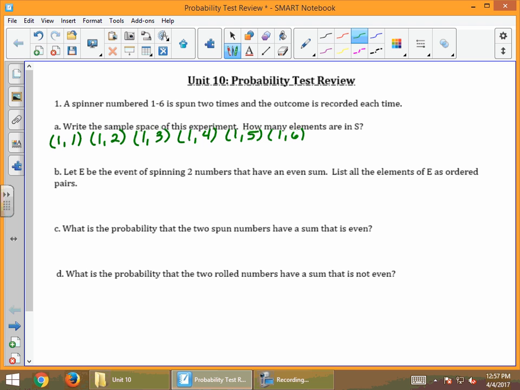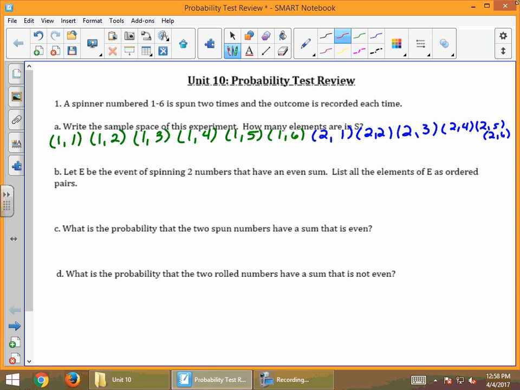Now you're going to see what happens when you get a 2 on the first spin. You can get a 2 and then a 1. You can get a 2 and then a 2. You can get a 2 and then a 3. A 2 and then a 4. A 2 and then a 5. A 2 and then a 6. Okay? You repeat the same pattern with a 1 first, a 2 first, a 3 first, a 4 first, a 5 first, and a 6 first. And you will get every single possible outcome. Okay?